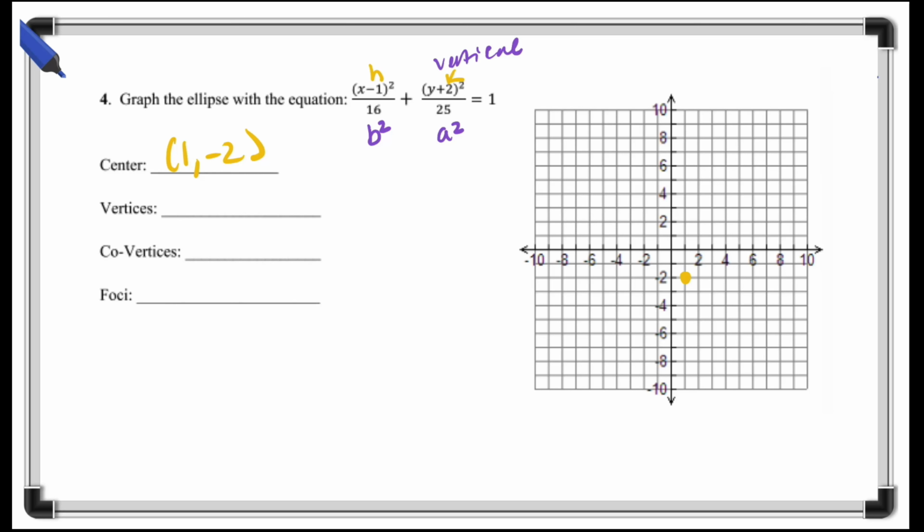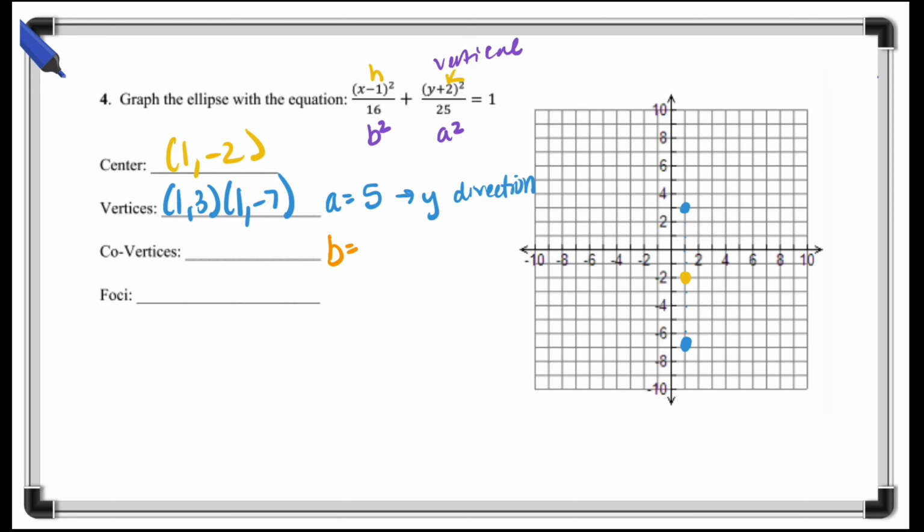Okay. Now you can find your vertices. Remember the vertices, you're going to look at figuring out what a is. And if a squared is 25, then a is going to be 5. And it's going to be in the y direction, in that vertical direction. And remember, you're going to go both up and down. It's 5 units. 1, 2, 3, 4, 5. 1, 2, 3, 4, 5. So your vertices here are (1, 3) and (1, -7).